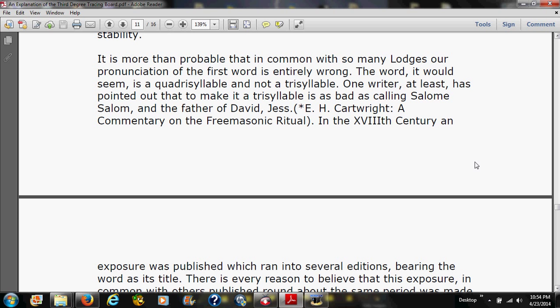It is more than probable that in common with so many lodges in our pronunciation, the first word is entirely wrong. The word, it would seem, is a quadrisyllable and not a trisyllable. One writer, at least, has pointed out that to make it a trisyllable is as bad as calling shalom, shalom, and the father of David, Jesse.